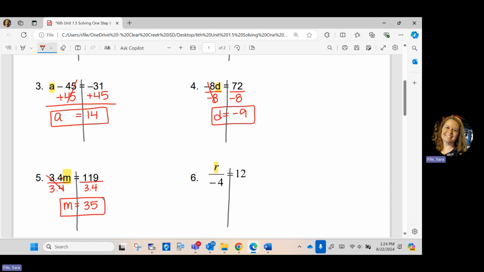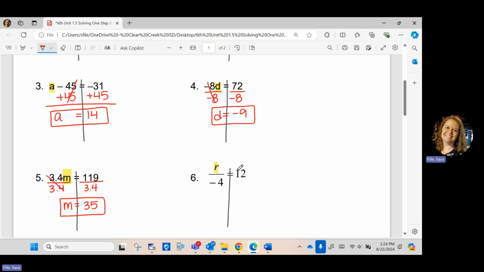All right, 6 is a little different. It's not multiplication, it's division. But the opposite operation is still the same. We've been saying the opposite of multiply is divide. So the opposite of divide is what? What's the opposite of divide?